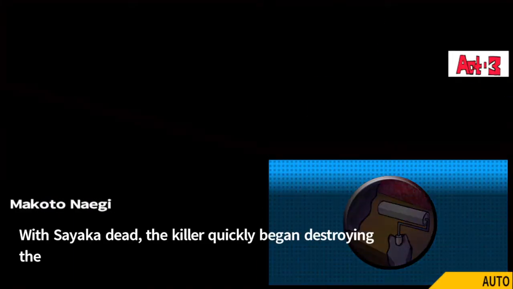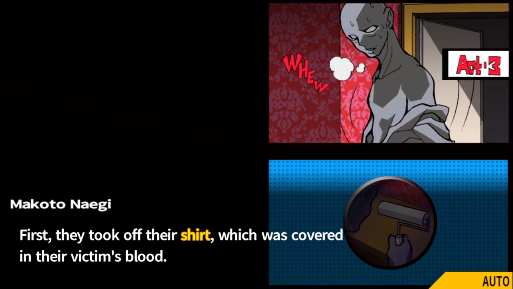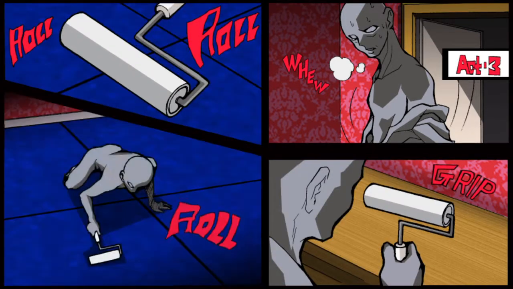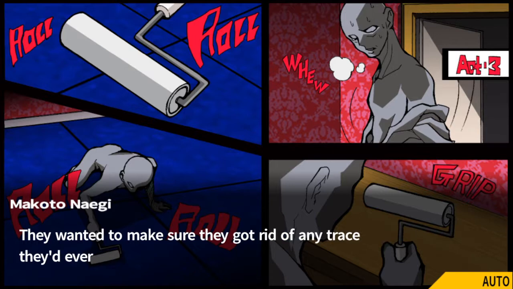With Sayaka dead, the killer quickly began destroying the evidence. First, they took off their shirt, which was covered in their victim's blood. Then they took the lint roller in my room and cleaned up the entire area. They wanted to make sure they got rid of any trace they'd ever been there.